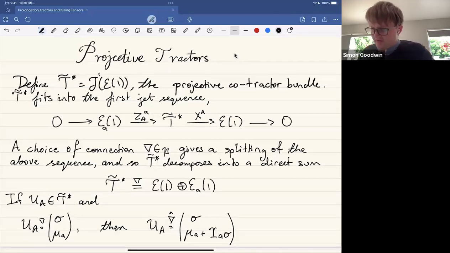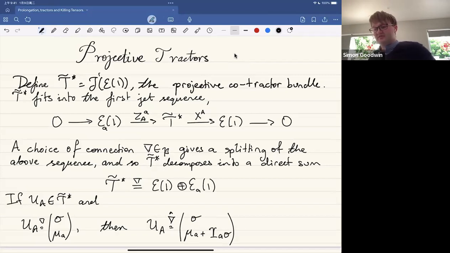And what this Z lower a upper A says is that it takes a one form and it gives us back a tractor. And this X on the right here is saying that it takes a tractor and it gives us back a function. Of course, these have weights on them.